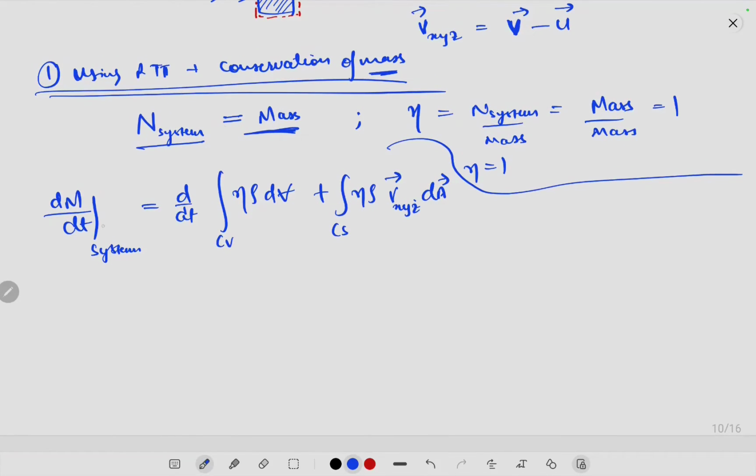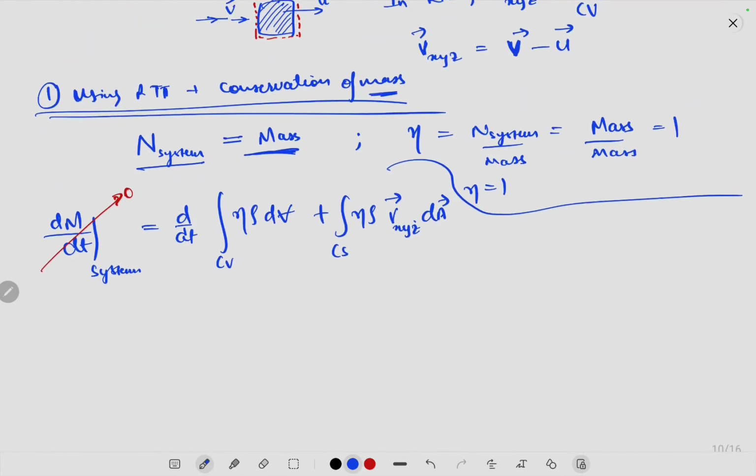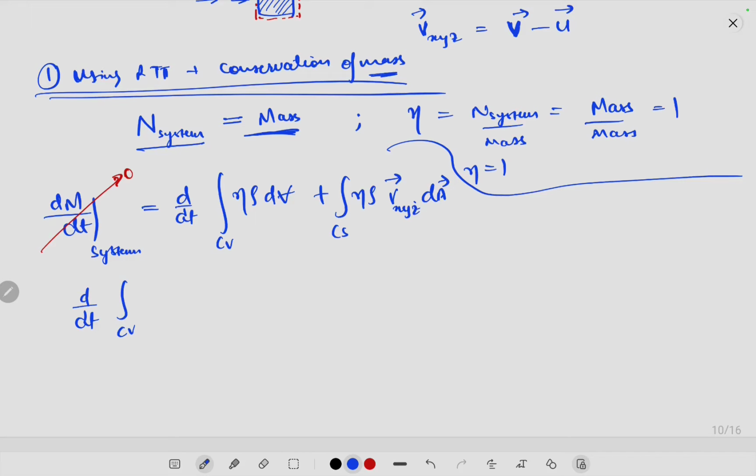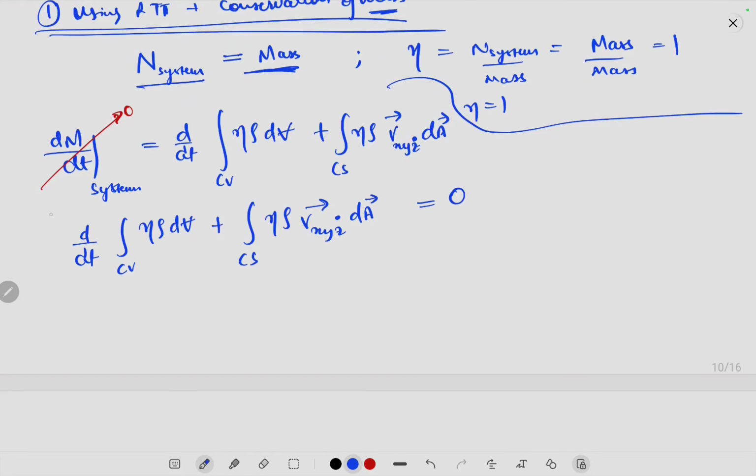Now we know that if mass is conserved for the system, this quantity dm by dt for the system would be 0. So what would this become? This gives us d by dt integral over control volume eta rho dV plus integration over control surface eta rho V_xyz dot dA is equal to 0. So this is the first relation that we derive.